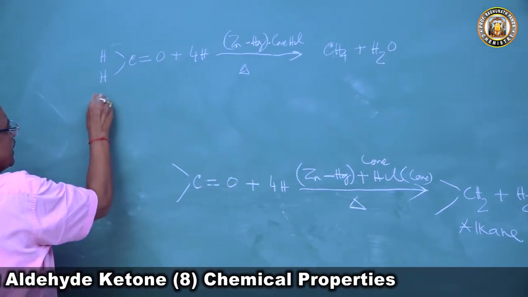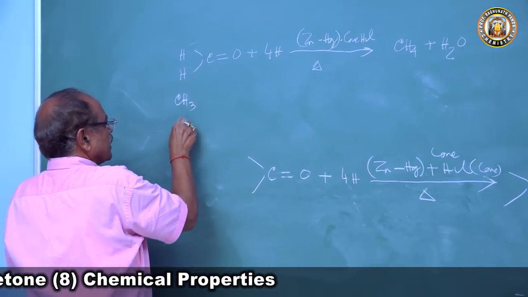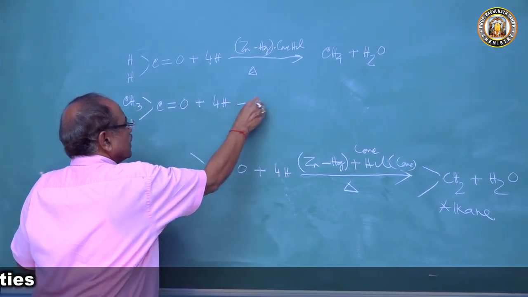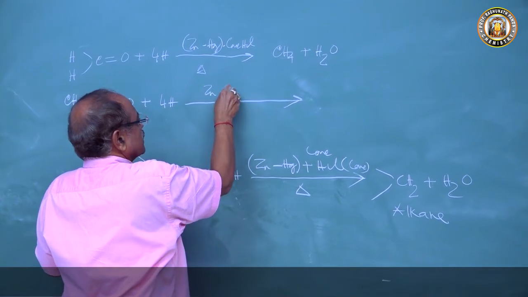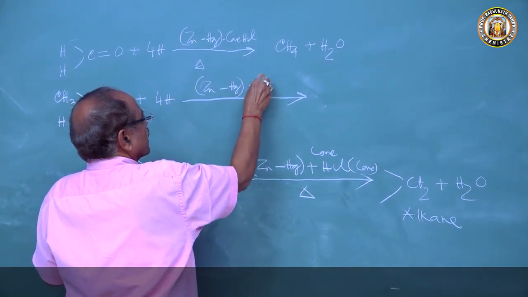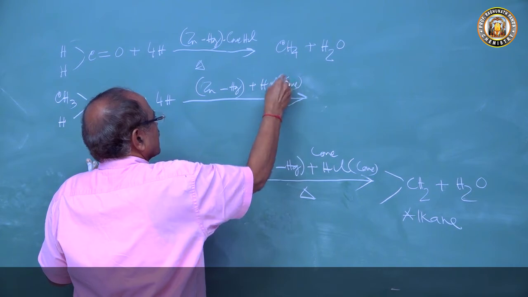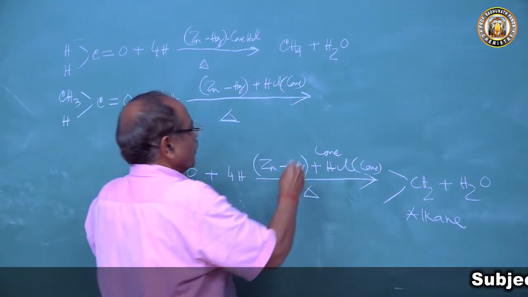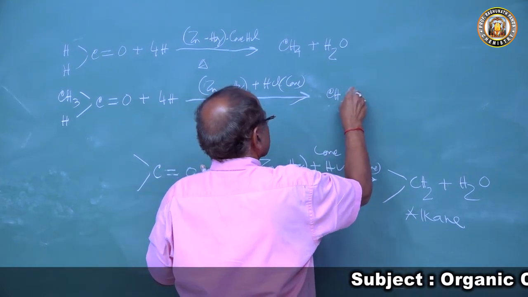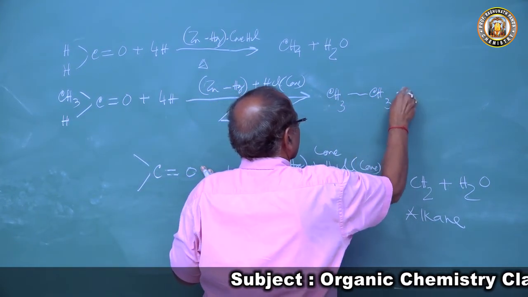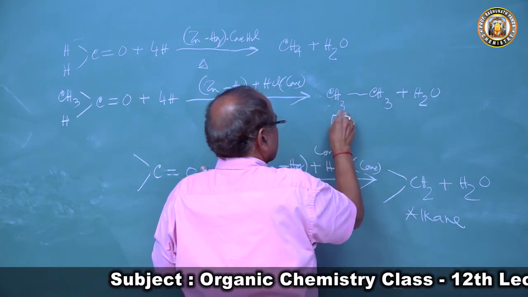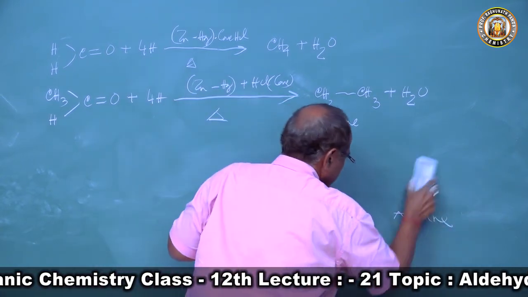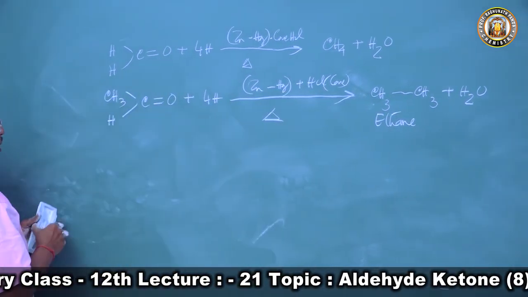And if you take acetaldehyde, CH3CHO, with the reducing agent zinc amalgam and HCl, we add constant HCl and heat it. This produces 4 nascent hydrogen, they reduce this, so this forms CH3CH3, ethane, plus water. So this is ethane. We have done this while reading alkane preparation.